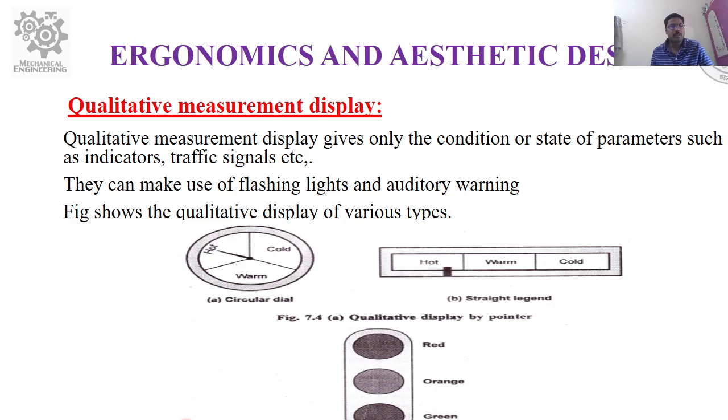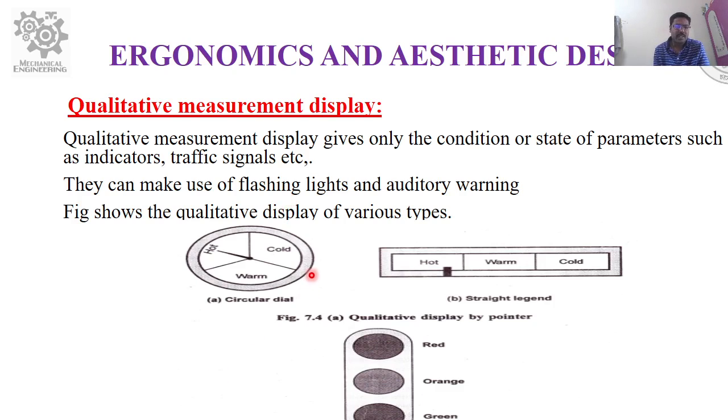Then we go for qualitative measurement displays. What is the difference between qualitative and quantitative? Here the indication is qualitative. Qualitative measurement displays give only the conditions or state of parameters, such as indicators, traffic signals, etc. The information is only about the condition of a parameter. They can make use of flashing lights and other auditory warnings. We use this type of qualitative measurement display here.